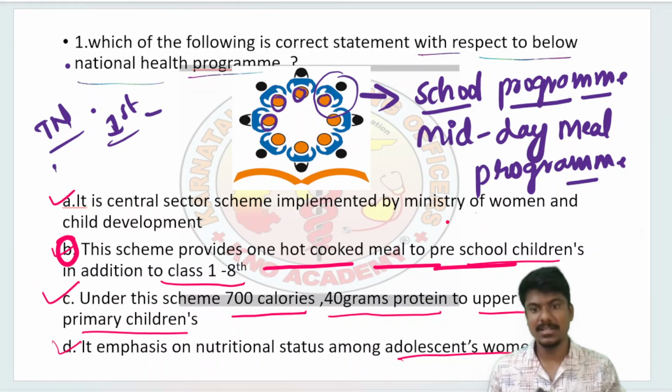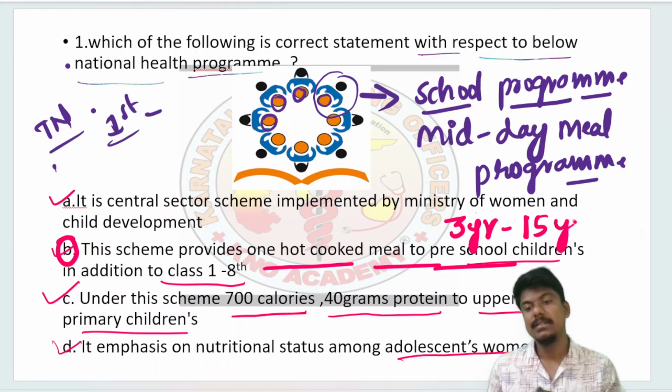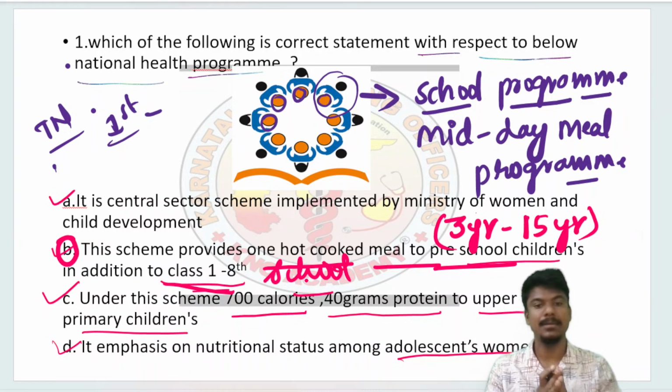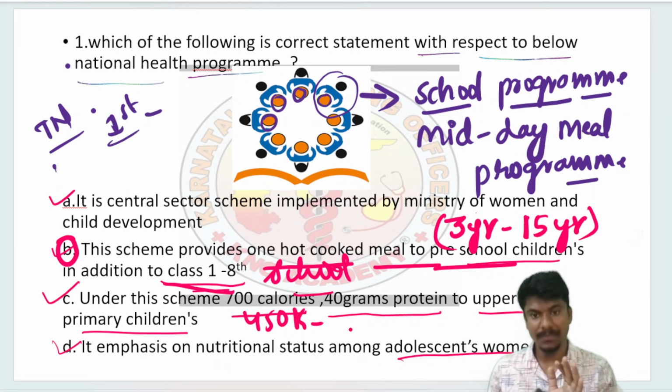This scheme will provide one hot cooked meal for preschool children, meaning starting from 3 years to 14, sorry, 15 years. The target population for the midday meal program, in addition to the preschool, is class 1 to 8 students, school-going children. This is the main target population of the midday meal scheme.